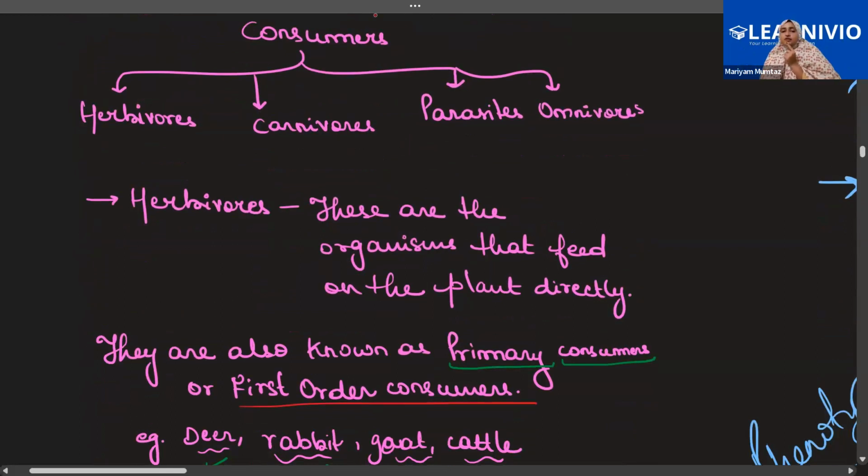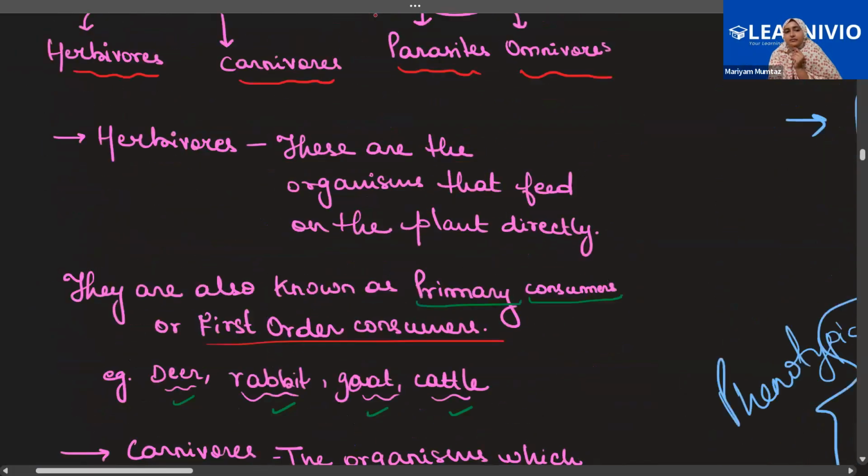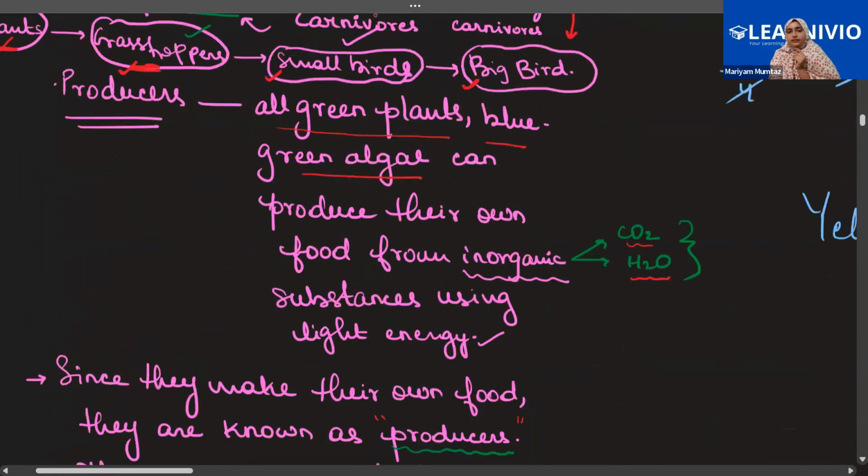Now, talking about the consumers, these are the various kinds. We have herbivores, we have carnivores, parasites, and omnivores. These are the consumers. Okay, now we'll slowly discuss each one of them. But first, you people note down till here.